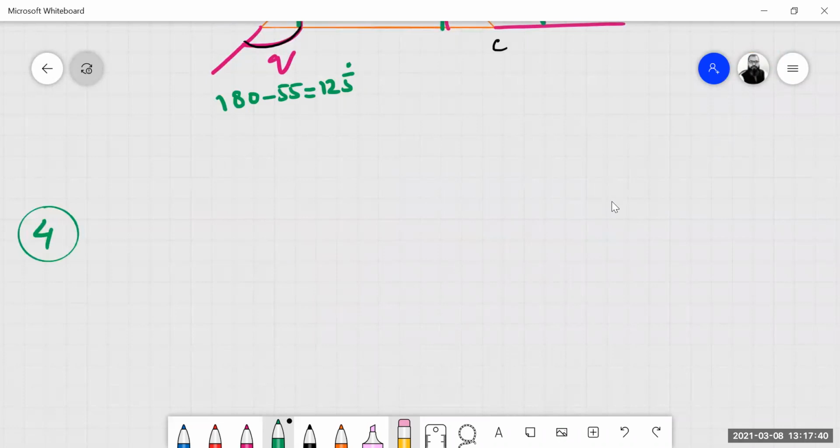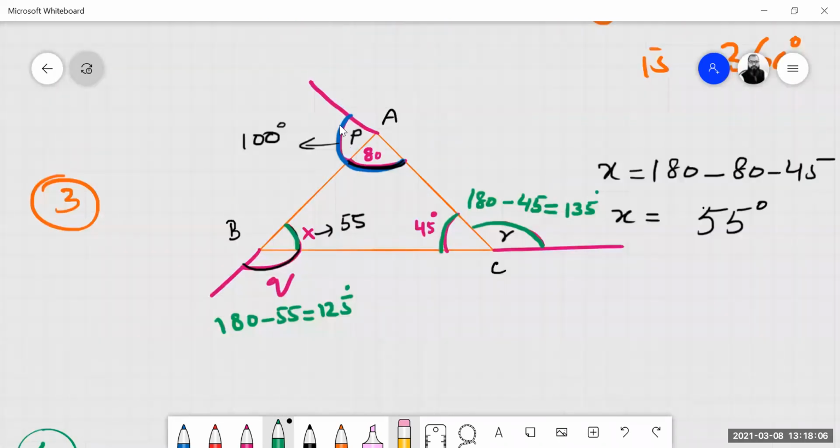Question number 4. ABCD is a parallelogram. Find the size of each marked angle, and the sum of the exterior angles also. Okay, but first, one thing is missing in the previous question. Here we found X and the values of P, Q, R, but option B we didn't solve. Option B is the sum of exterior angles.